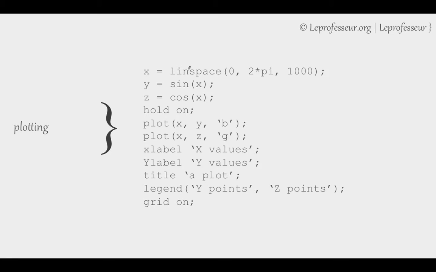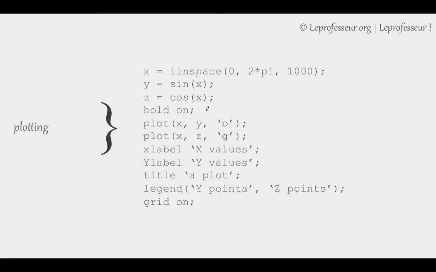Linspace is nothing but dividing the whole range into 1000 points in equal spaces up to 2 multiplied by pi. And then y is nothing but calculating the sine on each point of matrix x. Then z is calculating the cosine, or cos, on each point of matrix x. And then hold on is nothing but that whatever you are plotting on the graph will stay on.